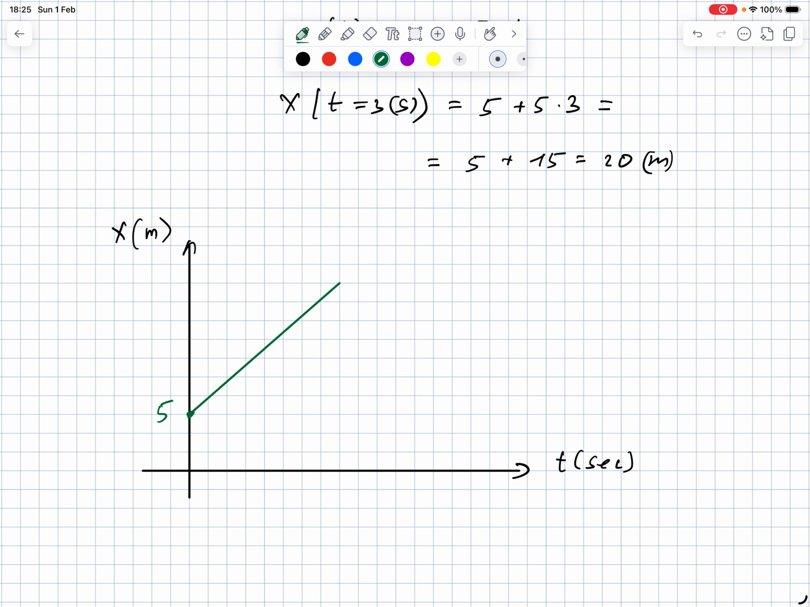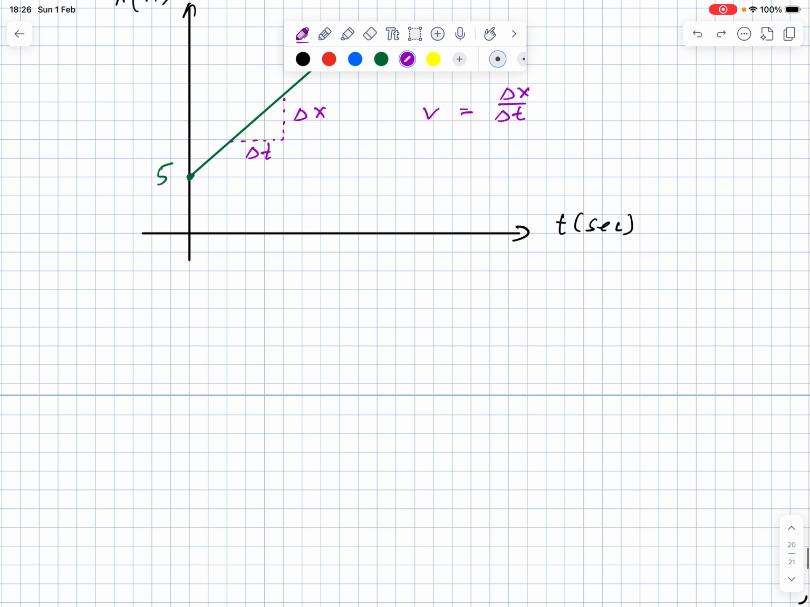And the slope of this function, which is delta x divided by delta t, is actually the velocity. Delta x divided by delta t, the slope of this function, is the velocity. More or less, this is how we can draw the function of position of this object.